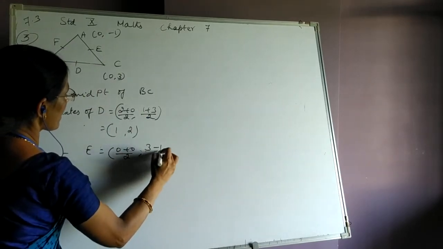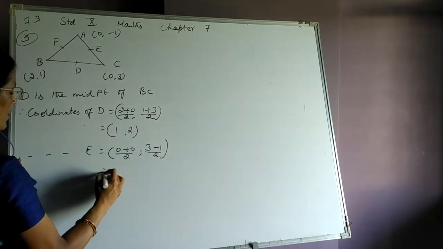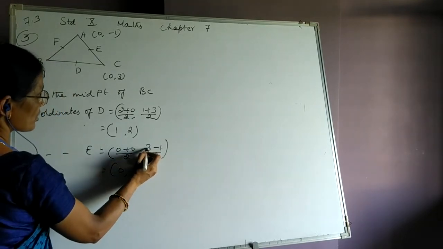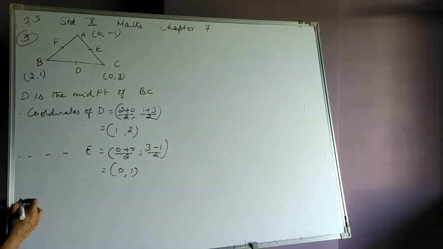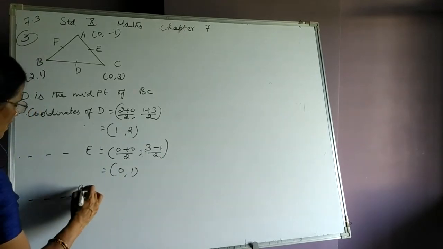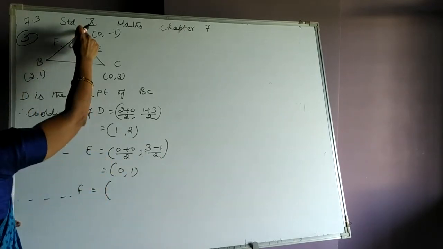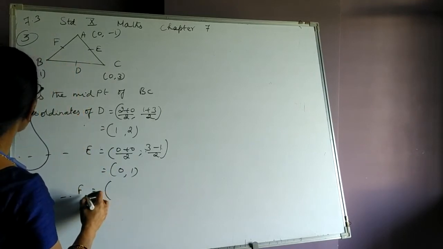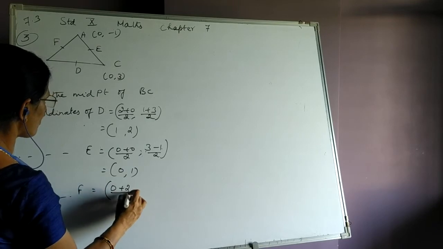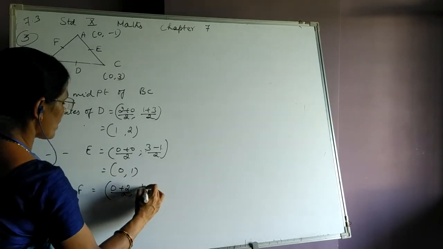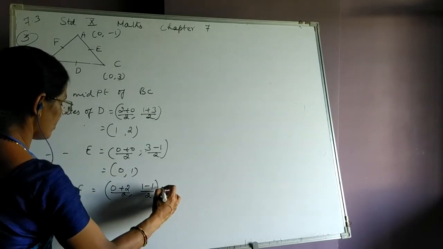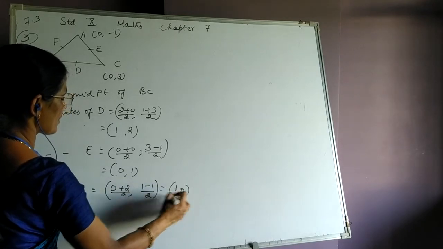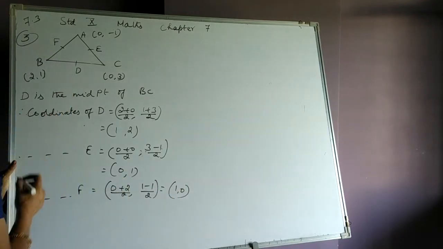So I write, D is the midpoint of BC. Therefore, coordinates of D are, sum of x coordinates divided by 2 using the midpoint formula and sum of y coordinates divided by 2. 2 upon 2 is 1, 4 upon 2 which is 2.